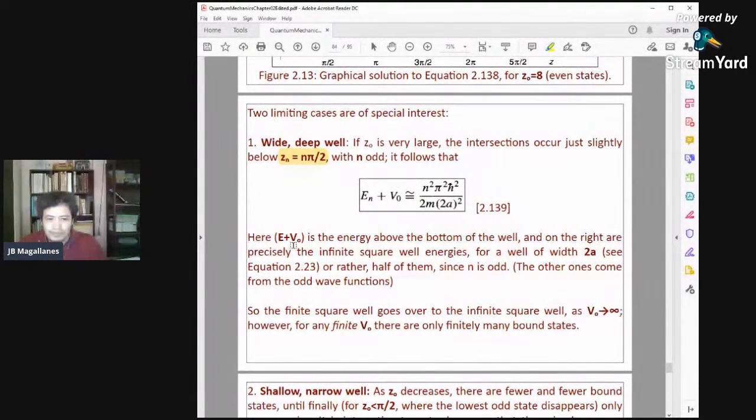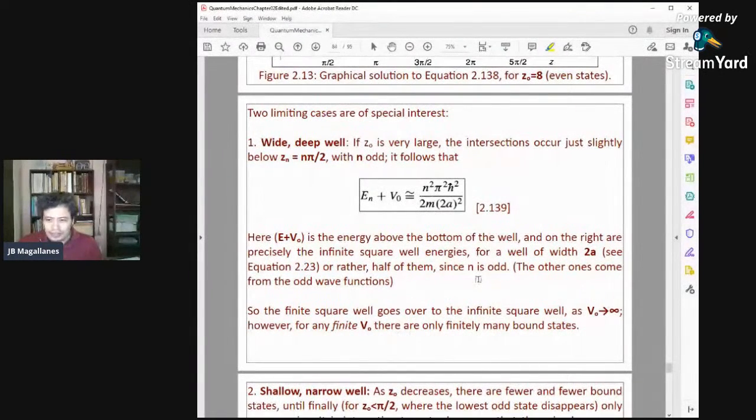So here, E plus V0 is the energy above the bottom of the well, and on the right are precisely the infinite square well energies for a well of width 2a. By the way, this equation is from way back in the previous lectures.